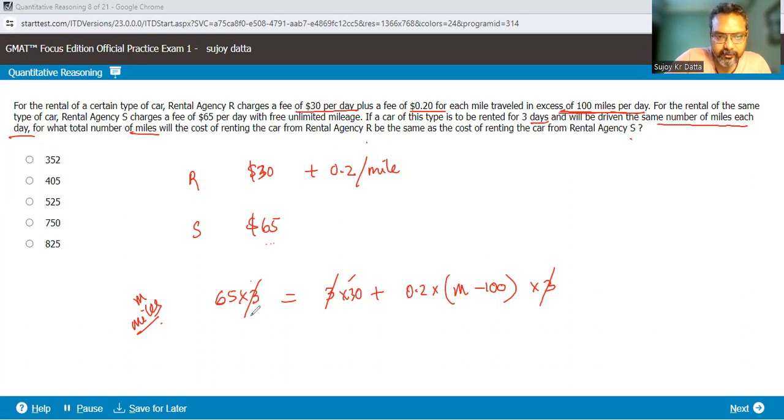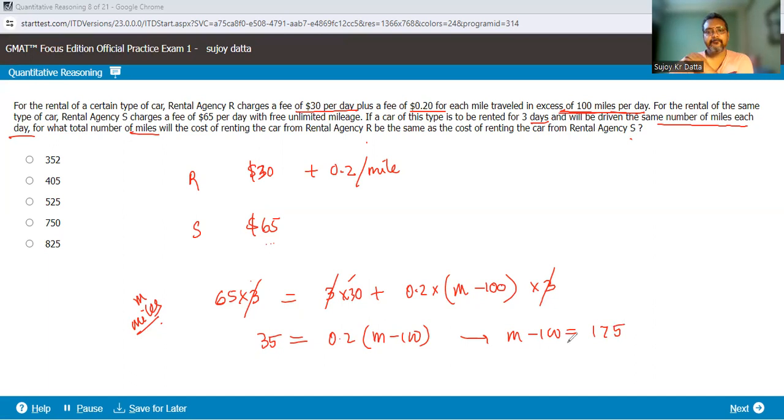So this will come out to be 35 equals 0.2 times (m minus 100). Dividing by 0.2, m minus 100 is equal to 175. So m would be 275. So now the question is the total number of miles. This m that we have calculated is for one day, right? So for 3 days, it would be 3 times that. So that would be 825 miles in all that you have traveled. So that's the fifth option again.